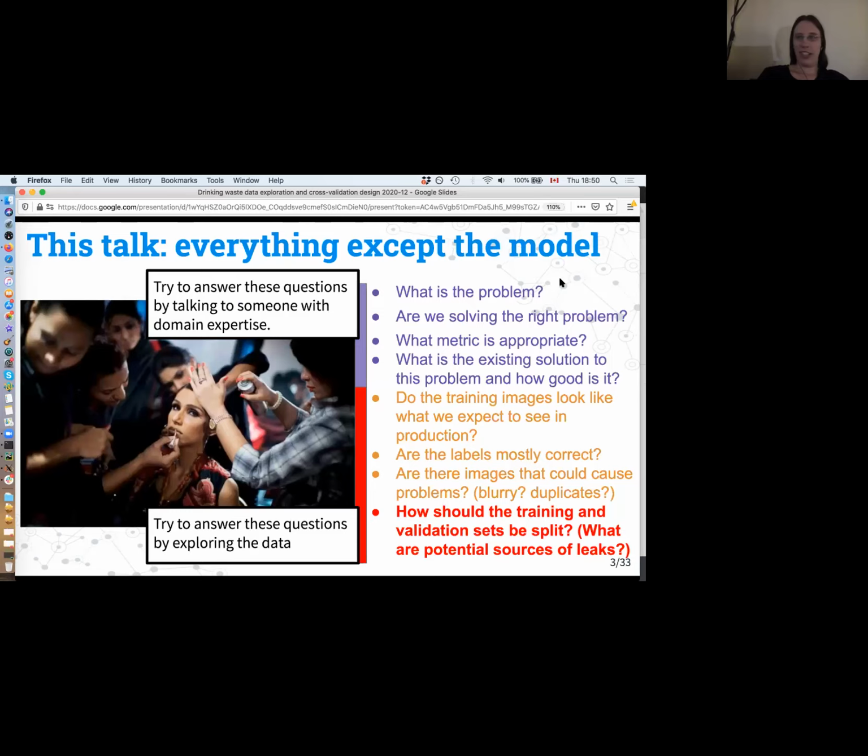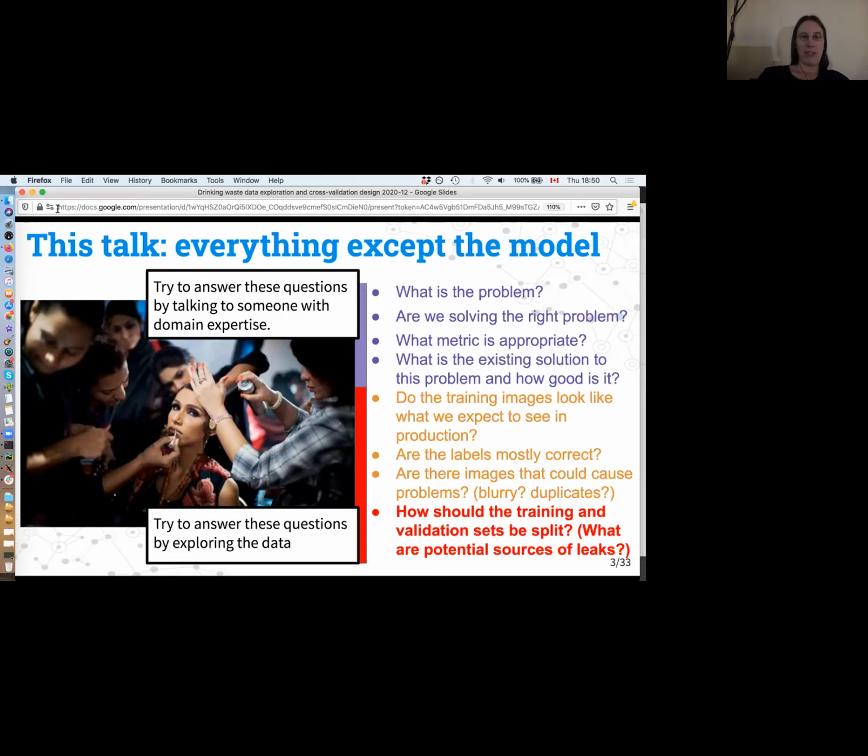Alrighty, so let's see if I can move this out of my, okay, that's better. So this talk is everything except the model. Usually when you do machine learning, the model gets all the attention and the spotlight, but a lot of the success of a model has actually got nothing to do with the algorithm. It's to do with the data and how you evaluate whether the model is working properly.